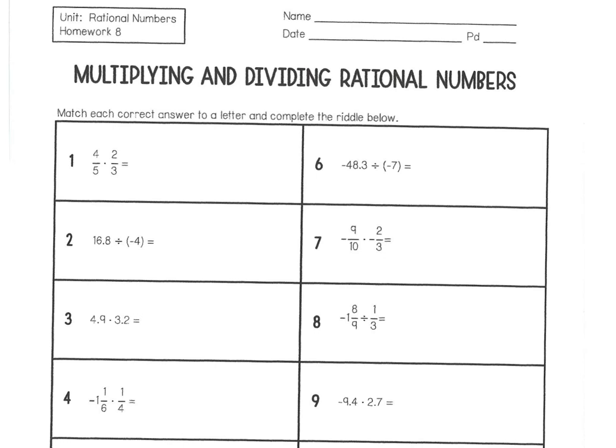All right, on this one, we're going to multiply and divide rational numbers. The only thing different with this is the negatives. So remember, two negatives make a positive when you're multiplying and dividing, not adding and subtracting. So this first one, you multiply straight across.